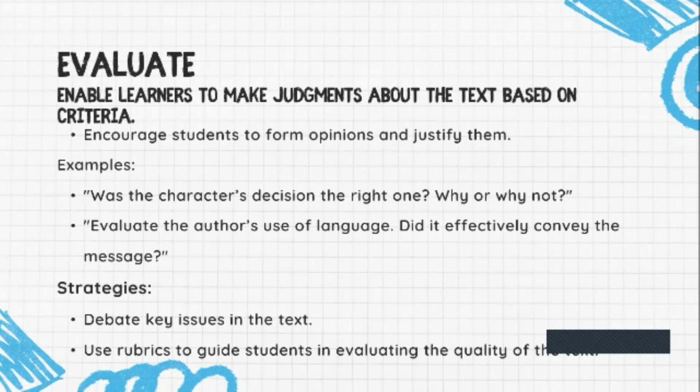Okay? Let's move on so that I'll really be able to drive some of the things I talked about. Then evaluate. You have to enable learners to make judgments about the text based on certain criteria. So you and the learners can come up with success criteria. You can come up with evaluation criteria, for instance. Encourage your students to form opinions and justify. Remember, I mentioned supporting with evidence. So even when we are having discussions, you justify that opinion you have just shared based on evidence from the text. Answers should be based on evidence from the text, even inferential answers.